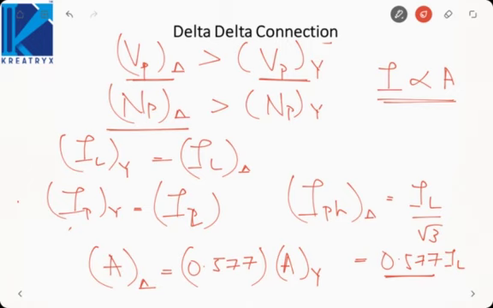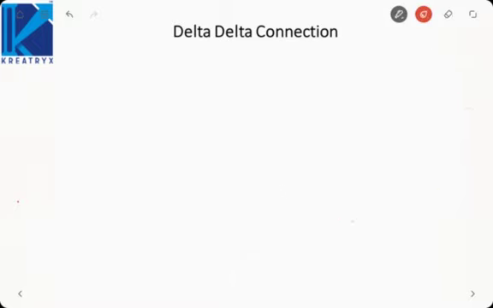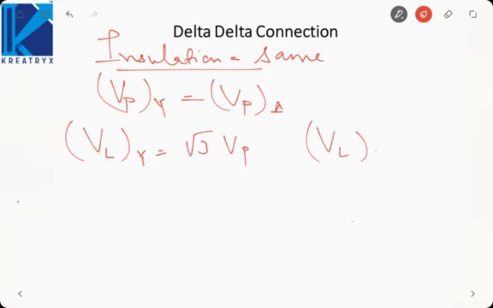How I am saying it is, how we can find out the application. First let us keep insulation same. If insulation is same, that means phase voltage in star is equal to phase voltage in delta, because insulation determines the voltage rating. But VL star is equal to root 3 V phase and VL delta is equal to V phase. So it has a low voltage rating as compared to star connection.